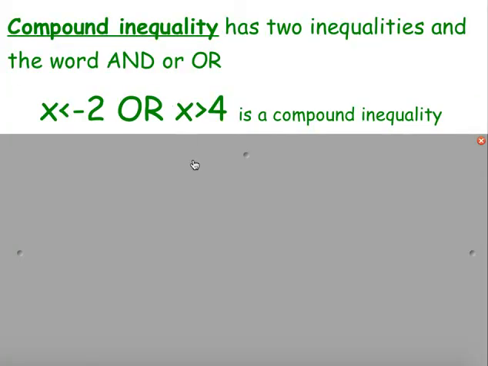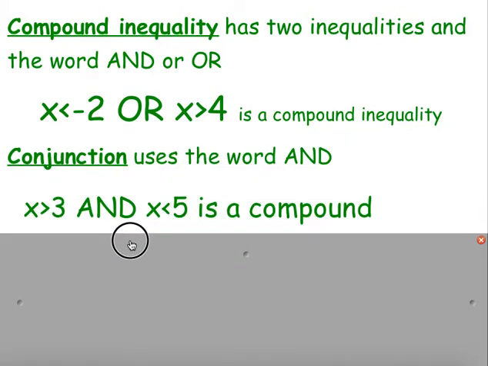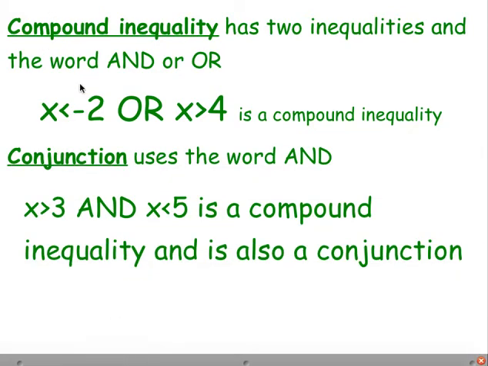"or." So these compound inequalities, you might see them like this: x < -2 or x > 4. That's technically a disjunction, which is a type of compound inequality. Another type is a conjunction that uses the word "and." So x > 3 and x < 5.